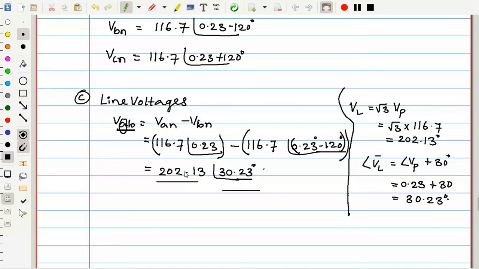All of you try in this way in your calculator: open the bracket, then enter 116.7 at an angle of 0.23, then minus 116.7 at an angle of, again open after the angle symbol. Or you can calculate 0.23 minus 120 initially and put it aside, which is minus 119.77. So directly enter at an angle of minus 119.77. Then close the bracket. Now tell me, are you getting this answer or not?